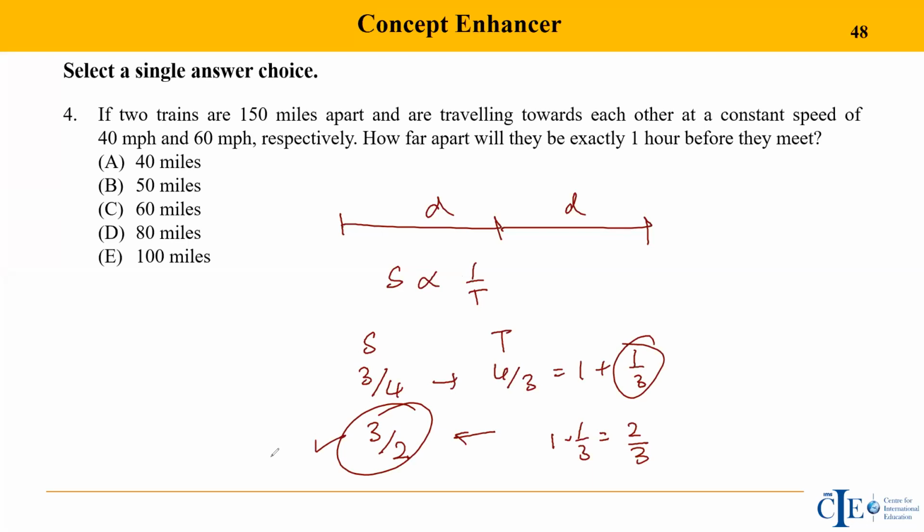Right? So distance is constant. I can directly use the idea of speed as inversely proportional to time. 3/4, 4/3, 1/3 extra. So next time compensate 1/3 should be 2/3, and hence they should be the inverse of that again, 3/2. Direct. No need to write anything. It's hardly 10 seconds to calculate that.